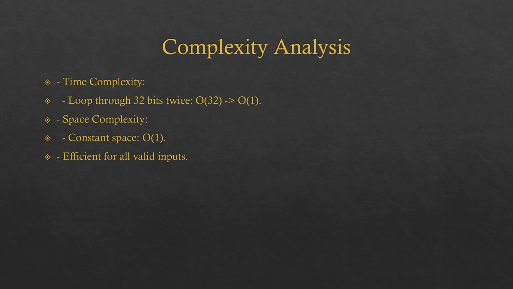Now let's analyze the efficiency of our solution. The time complexity is O(1) as we only iterate through 32 bits twice. The space complexity is also O(1) as we don't use additional data structures. This makes the solution optimal for all valid inputs.